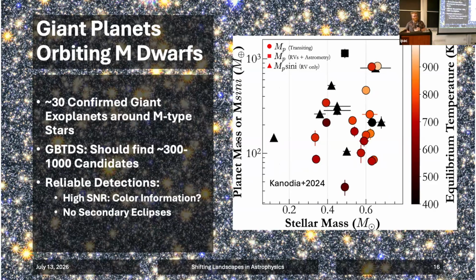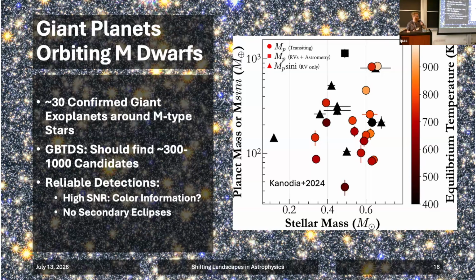And then the detections themselves should be relatively reliable compared to some of the other false positives, or some of the other planet types that will have a high false positive rate. So there'll be high signal to noise detections. So we should be able to exploit color information. And we should be able to see secondary eclipses.